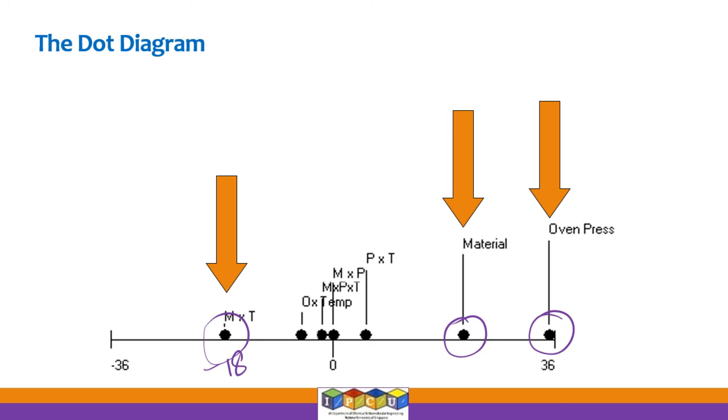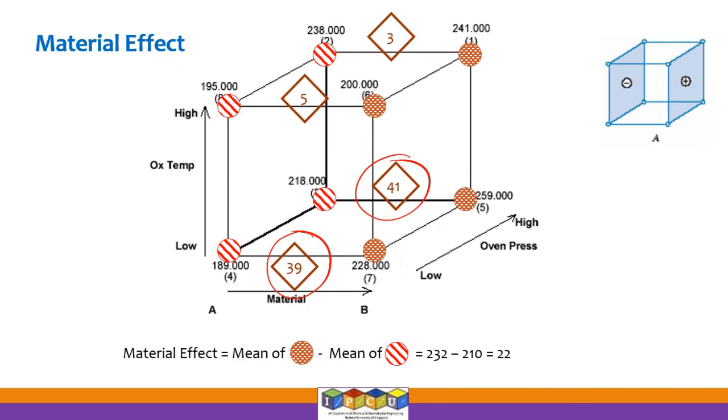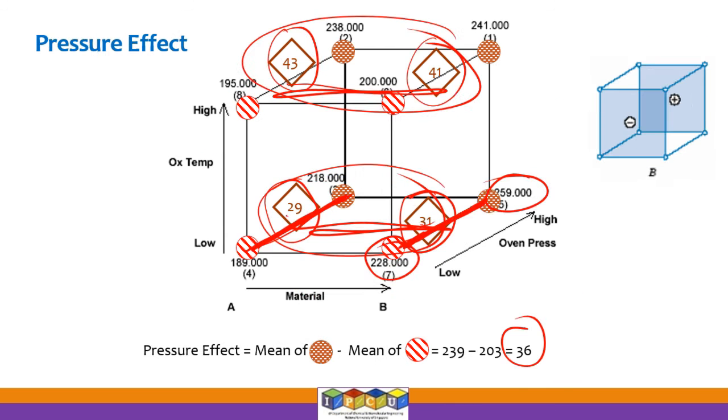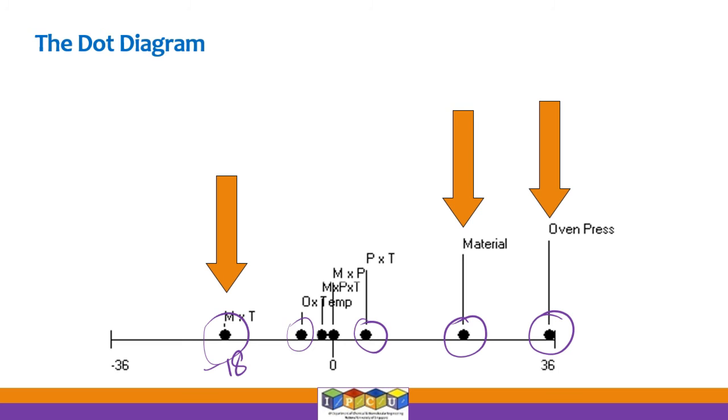And then the other effects, right? P times T is 6. Something is like oxidation temperature has got -5. So I'm just taking numbers from this here, right? And I'm just plotting all that in a dot diagram like this. And as you can readily visualize, the big fellows are those that are away from the center and towards the extremes. So these three effects are the big effects, and you can put them to use in formulating a strategy.